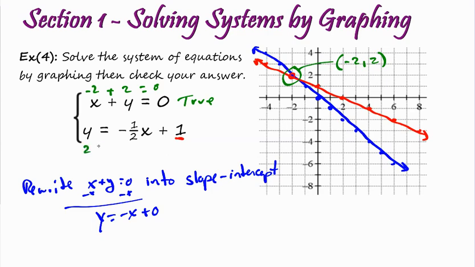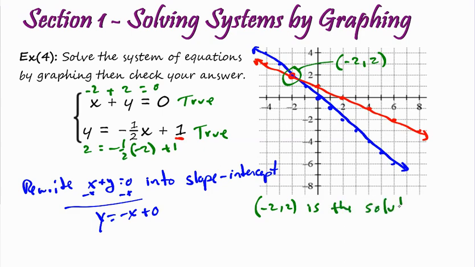Plug in positive 2 for y, and then we have negative 1/2 times x, which is negative 2. A negative times a negative is a positive, and 1/2 times 2 is 1. So 1 plus 1 is 2. Yes, the second equation produces a true result. We are confident now that negative 2 comma positive 2 is the solution to this linear system.